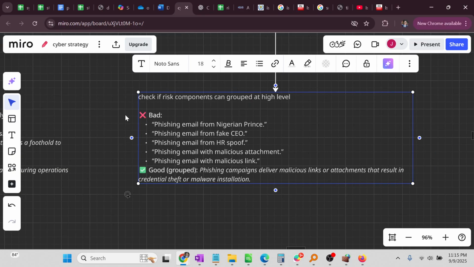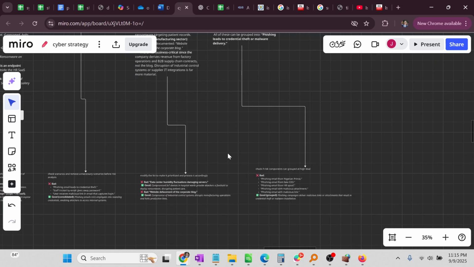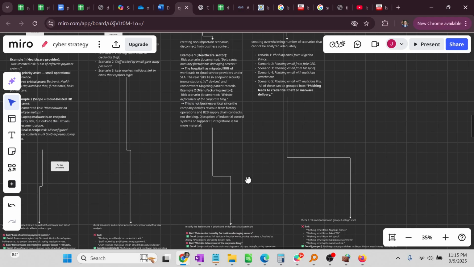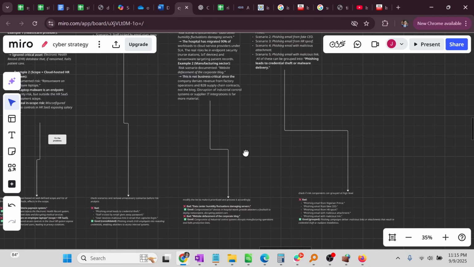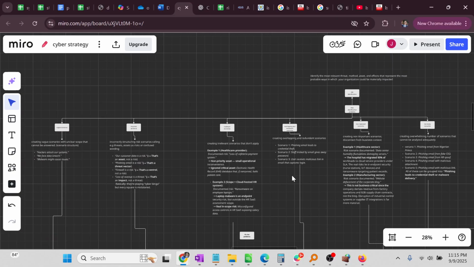So that's what you can do. This is of course not an exhaustive list. This is just some of the ways you can use to fix the problems. And these are the problems associated with risk scenarios. I wanted to discuss this because it's so important.